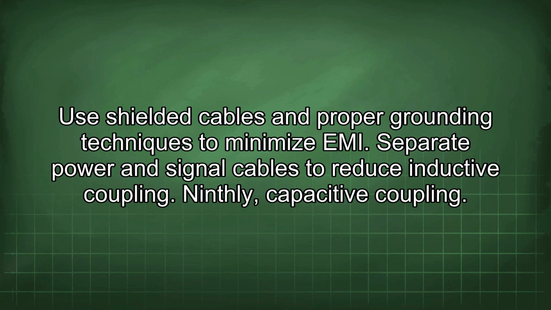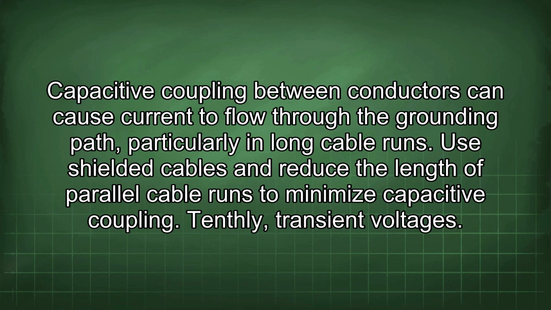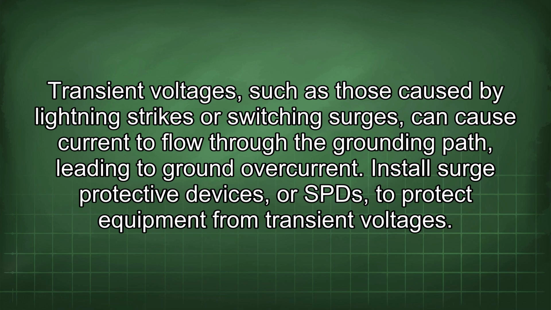Ninthly, capacitive coupling. Capacitive coupling between conductors can cause current to flow through the grounding path, particularly in long cable runs. Use shielded cables and reduce the length of parallel cable runs to minimize capacitive coupling. Tenthly, transient voltages. Transient voltages, such as those caused by lightning strikes or switching surges, can cause current to flow through the grounding path, leading to ground overcurrent. Install surge protective devices, or SPDs, to protect equipment from transient voltages.